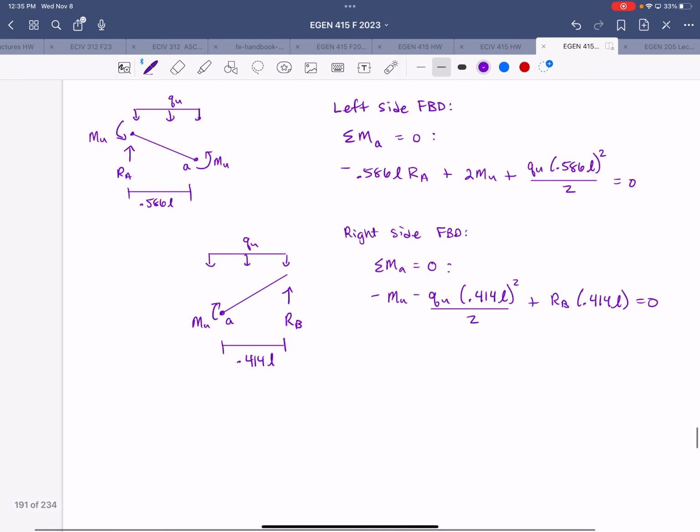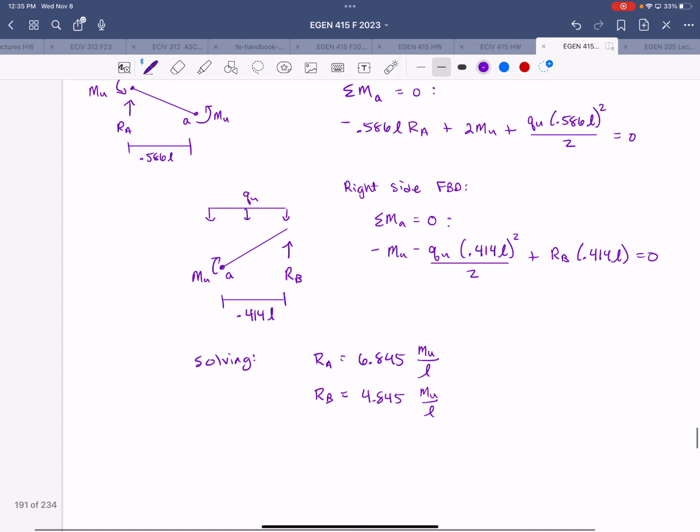So solving that system, we get the reaction at A is 6.845 times Mu over L. The reaction at B is 4.845 times Mu over L. And Qu, we get 11.69 times Mu over L squared, which agrees with the result we got from the energy method.